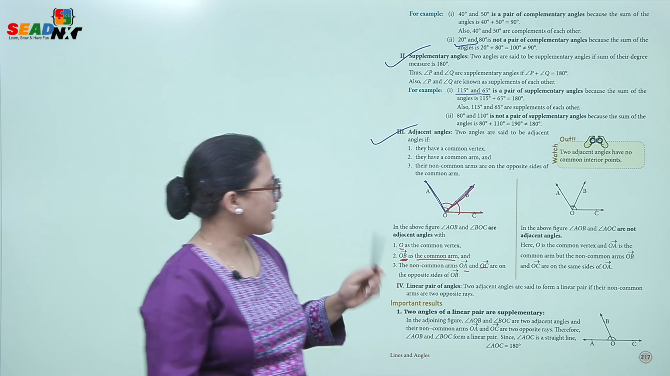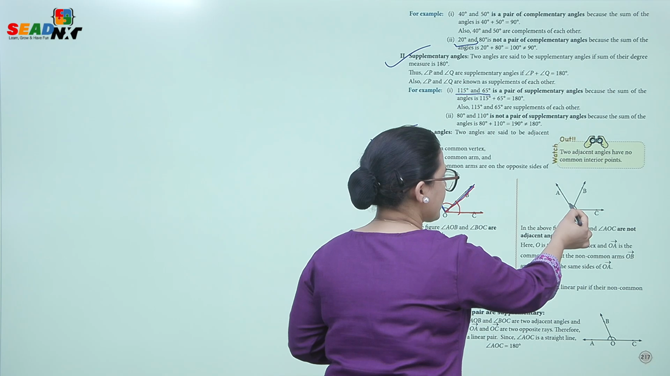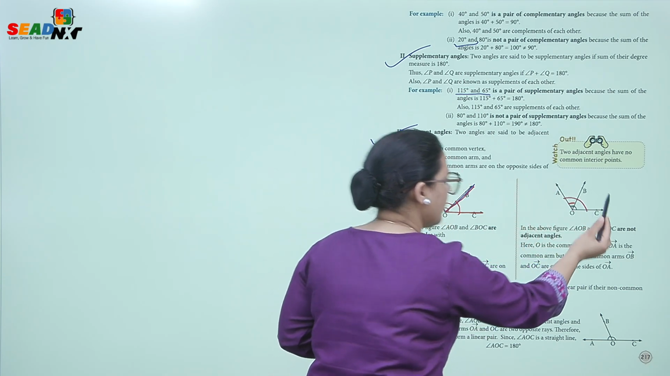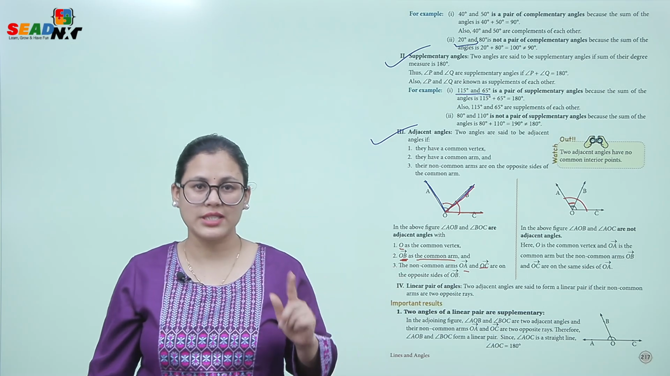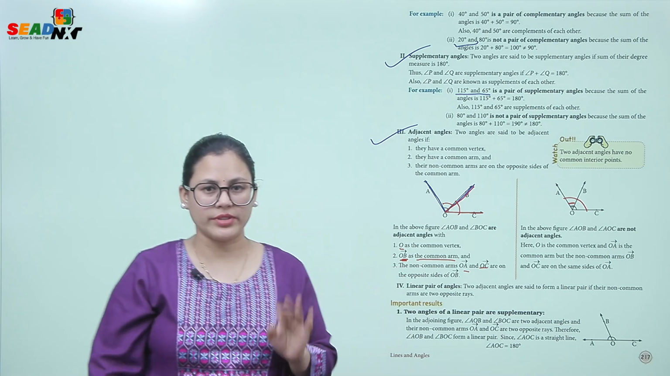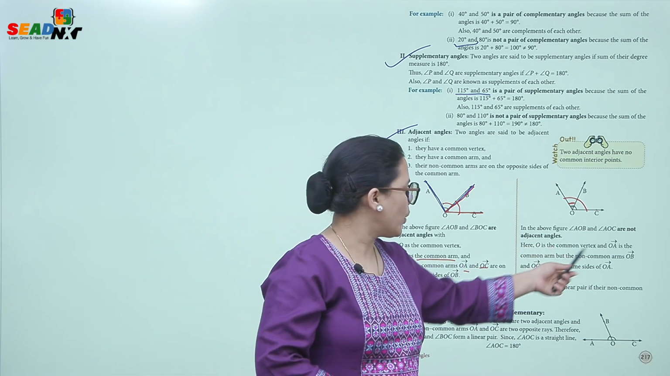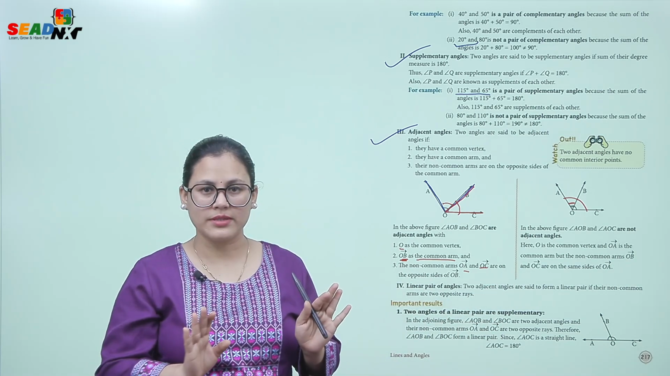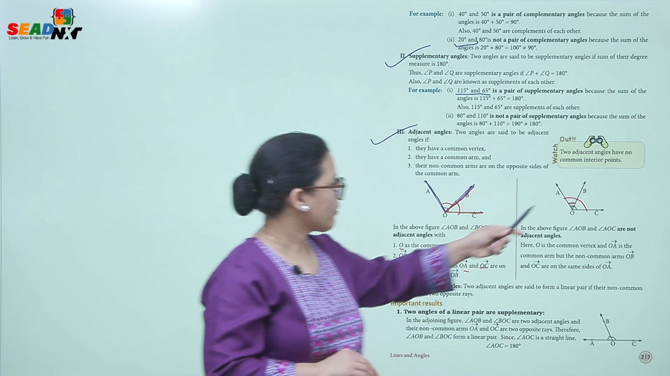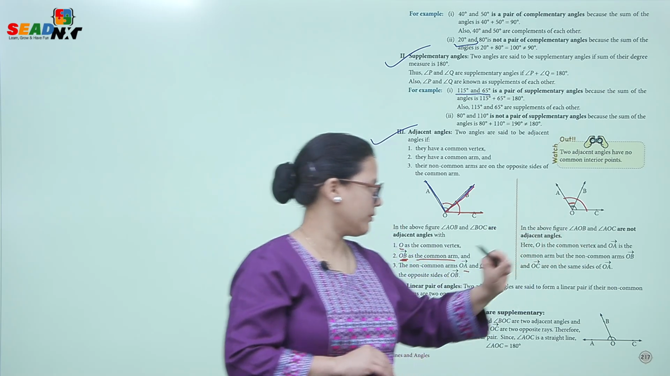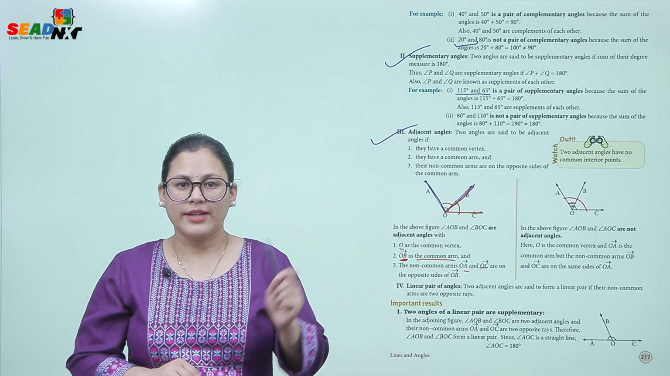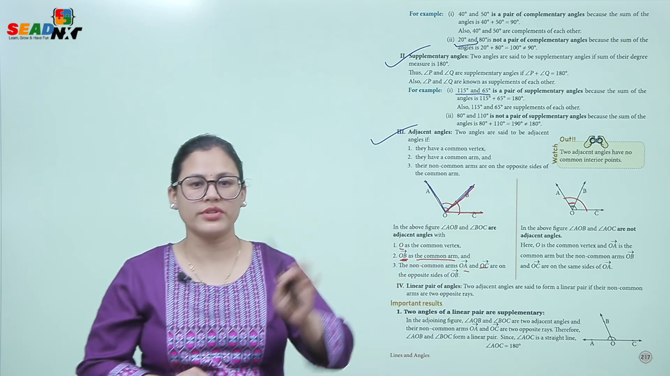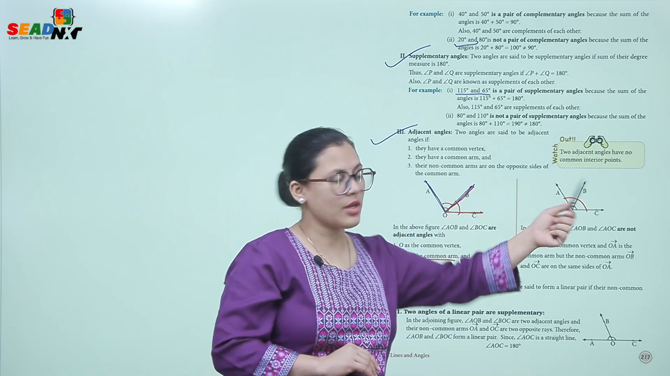Now, consider this example. In this figure, angle AOB, this angle, and angle AOC, this angle. These are not adjacent angles. Why? Because see, here O is the common vertex and ray OA is a common arm, but the non-common arms, that is ray OB and OC, are on the same side of OA. They are on the same side of OA, not opposite. That's why these two angles are not adjacent.